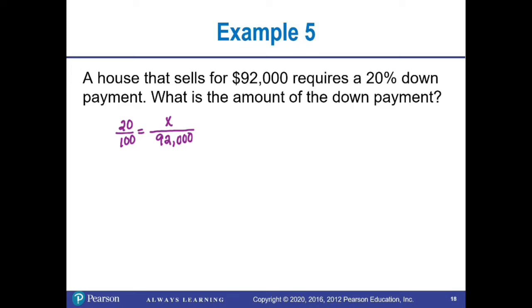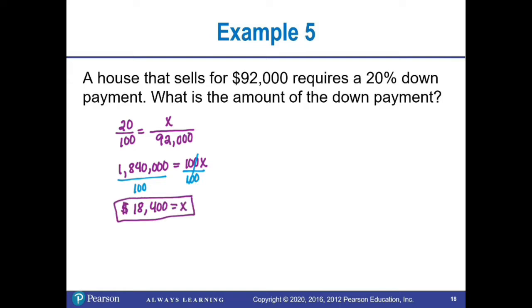To solve proportions, we can cross multiply. 20 times 92,000, I used my scratch paper and I got 1,840,000. 100 times x, divide both sides by 100, and 1,840,000 divided by 100 is $18,400 for the down payment.